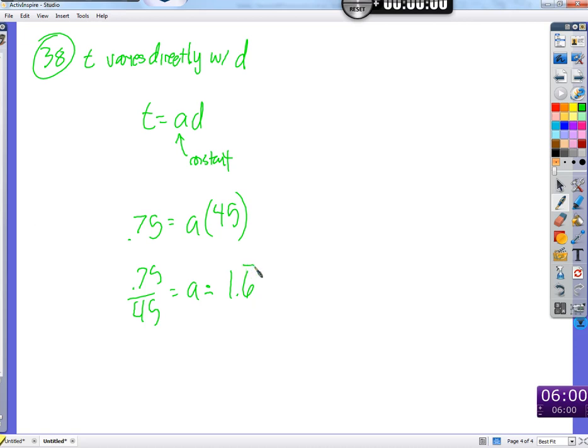But here, let's write that for the sake of time. Okay, can we write an equation that will now take any depth and turn it into a safe rising time? Yeah, Michael? T equals 1.6 times d. Right, t equals 1.6 d. Then it says to find the time for a safe ascent from a depth of 100 feet.